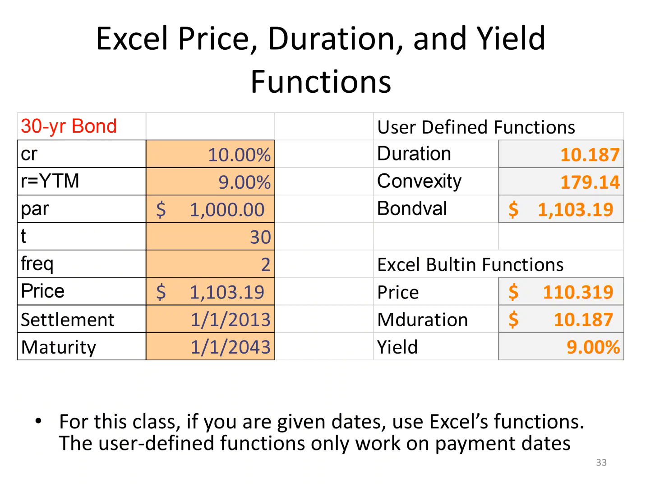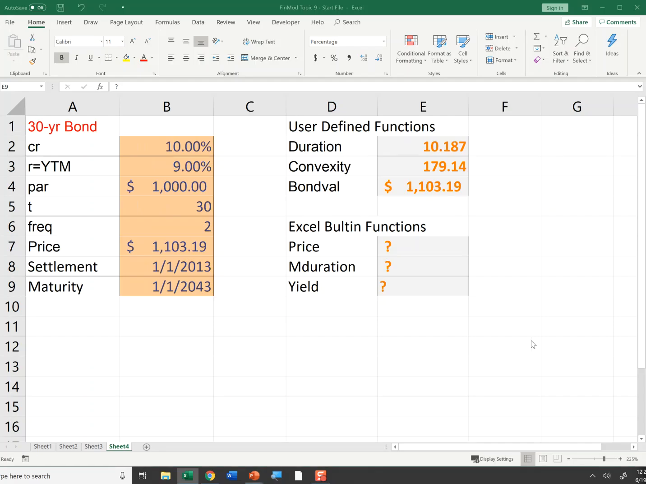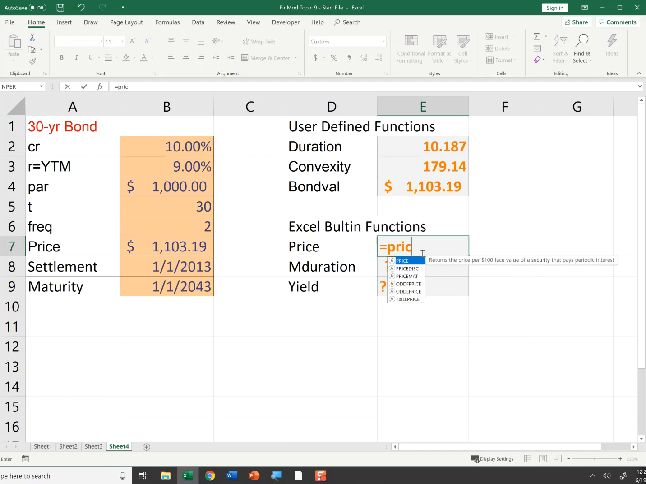So let's go to the spreadsheet and calculate the bond's price or valuation, modified duration, and yield, the YTM, using Excel's functions. I'm going to type in my price function, equals price. I'm going to click on the price there. And it looks like it wants my settlement date. Notice I've set up a 30-year bond, 2 payments per year, at a price of 1103.19. I'm going to value this bond using Excel's valuation function.